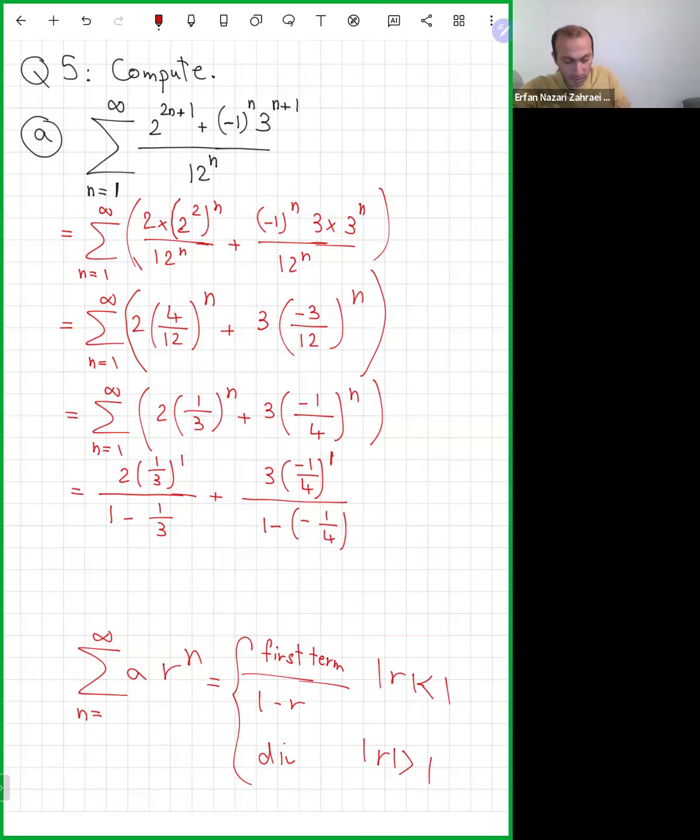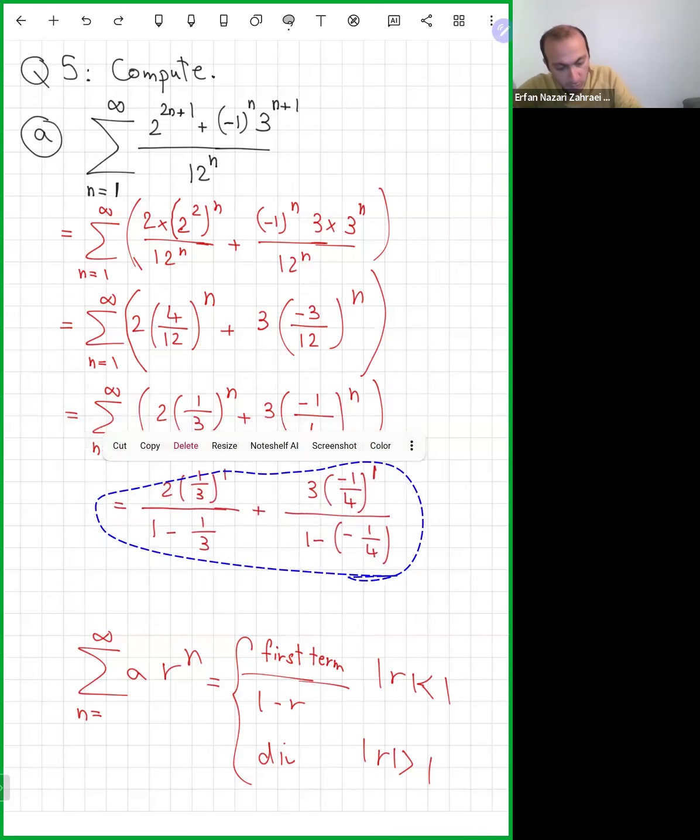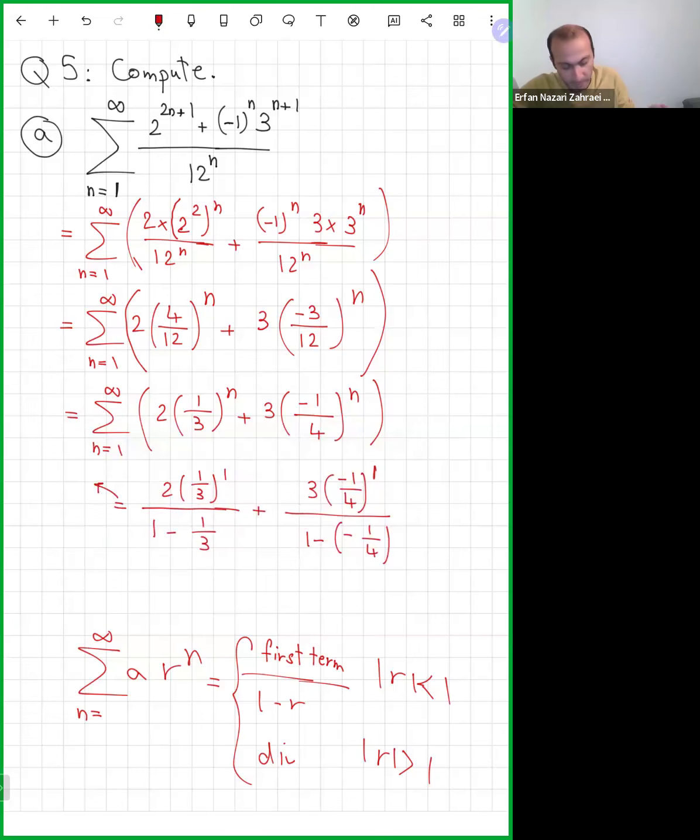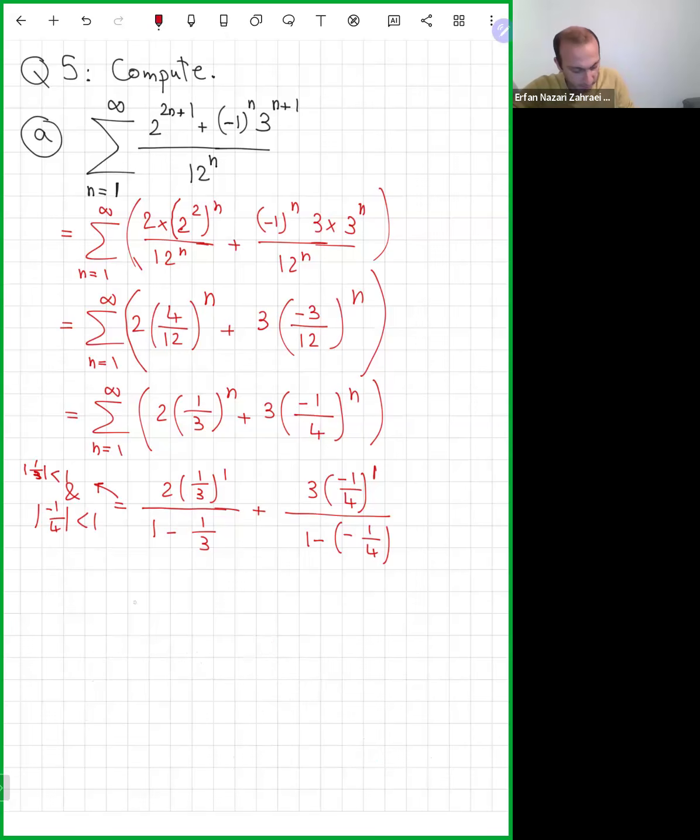Note that I used these two because I'm in this situation. Here I use the fact that both common ratios, both r's, the absolute value of them is less than 1. The absolute value of 1 over 3 is less than 1. Also the absolute value of negative 1 over 4 is less than 1. Using these two, I can write this sum. Now the rest is just numerical simplification.